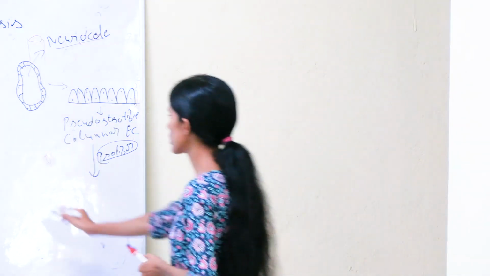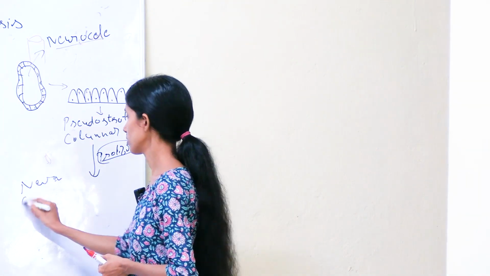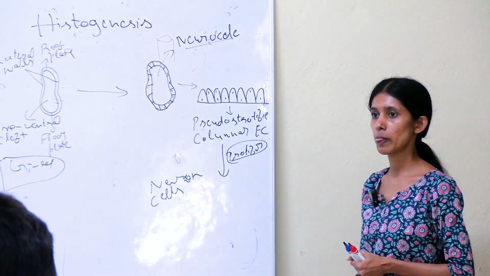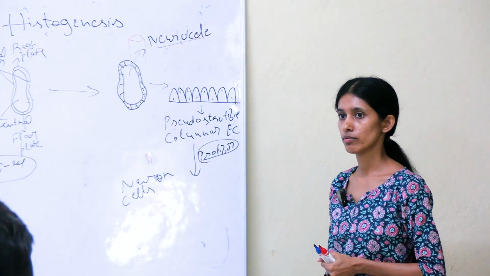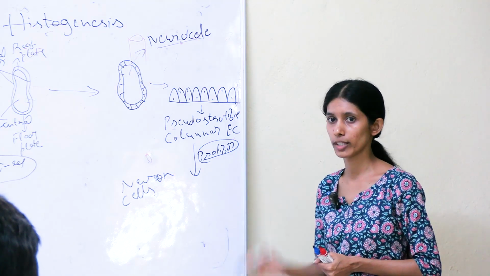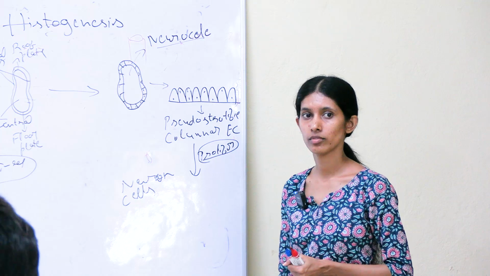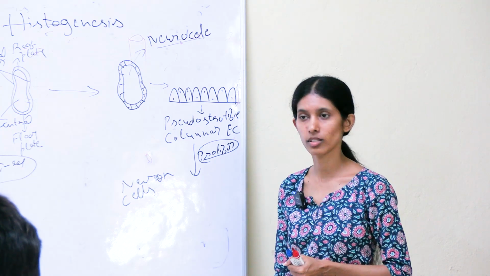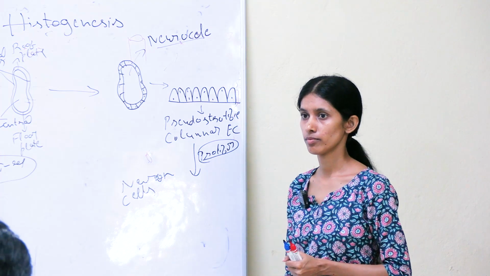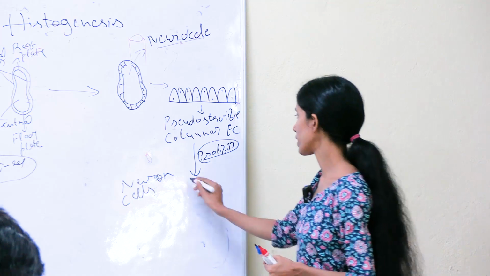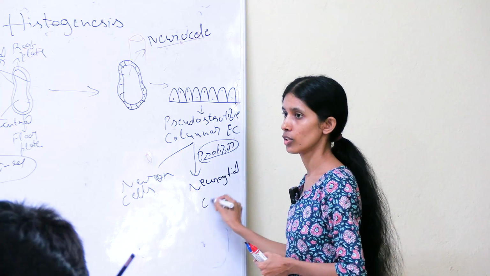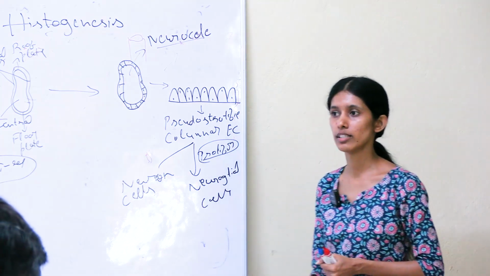I'll write it as neuron cells. Okay. Neuron cells. Any other type of cells you can see? Oligodendrocytes. Okay. Axon cells or dendroid cells. Astrocytes. Okay. Fine. The other important cells are neuroglial cells, right? Neuron cells and neuroglial cells.